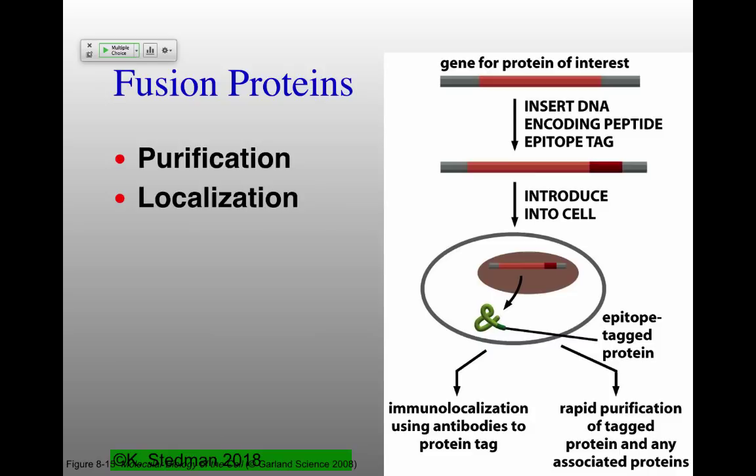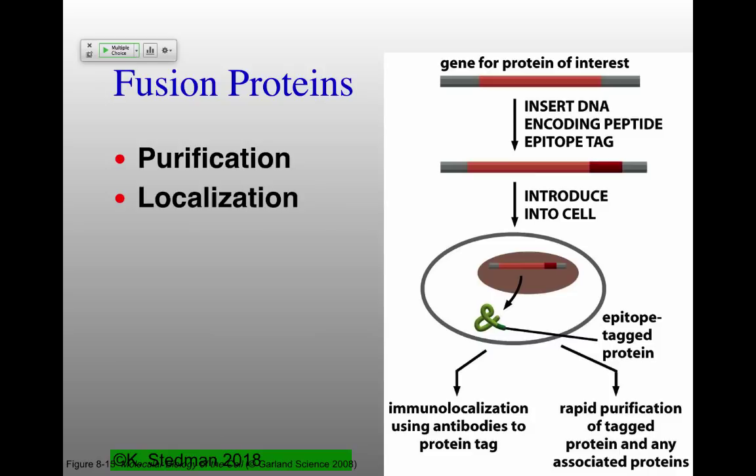As we talked about last time, that could be antibodies. Very often what it is, is a metal affinity. So 6 histidines, it turns out, are really good at binding to nickel. And so adding 6 histidines to part of your protein is really, really useful.